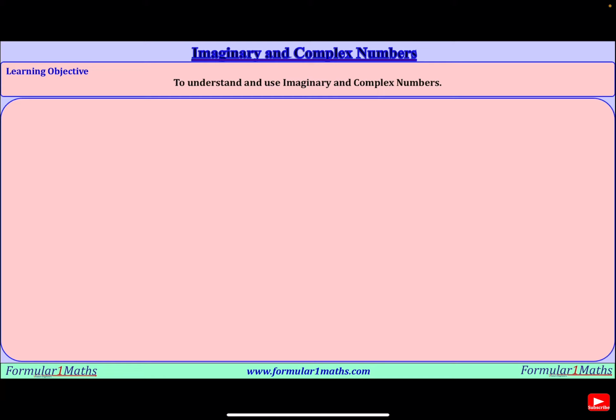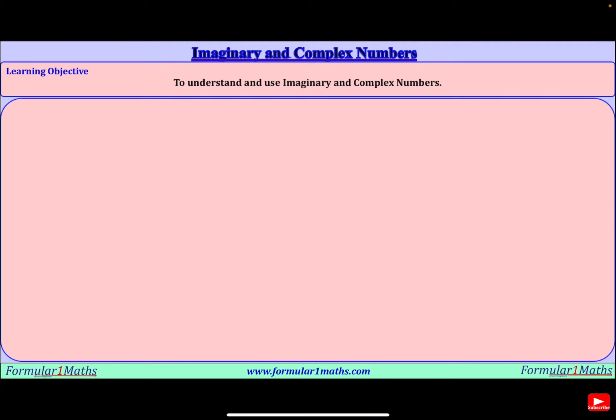This is lesson 1.1, A-Level Further Pure Maths, Year 1. In today's lesson, we are going to learn about imaginary and complex numbers.